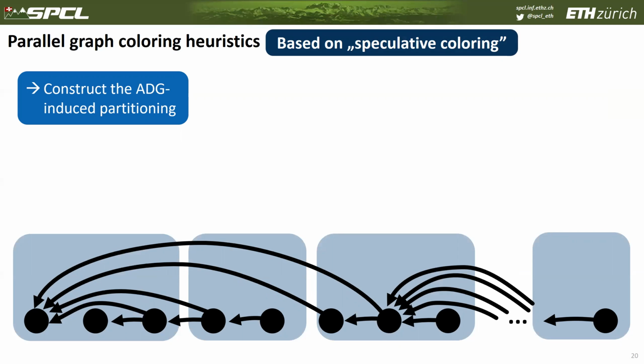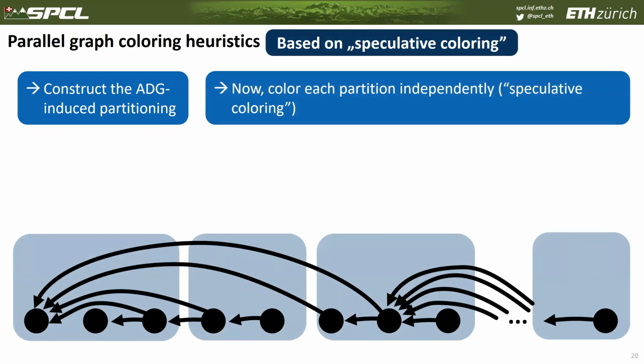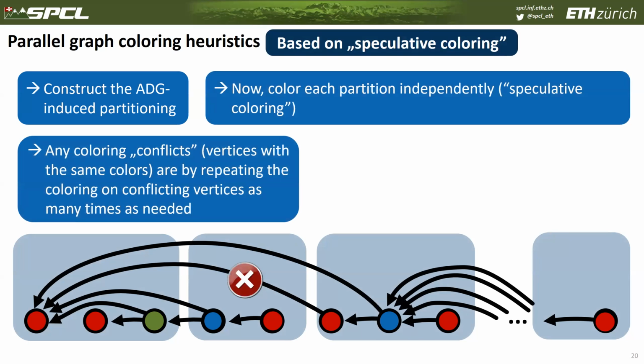So before, we only used this structure for proving our bounds. And now in our algorithm, we actually record this belonging of each of these vertices to this partitioning based on the ADG-induced order. And now we color each of these partitions independently. So that's really the part where we do speculation. So this means that we are assigning colors to each of these partitions independently. There may be some conflicts. So there may be some connected vertices in different partitions that will have the same color. These conflicts are fixed by repeating the coloring as many times as needed.